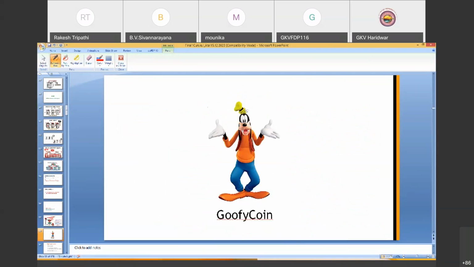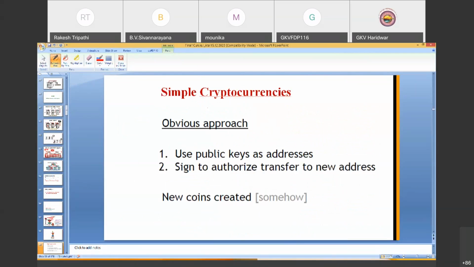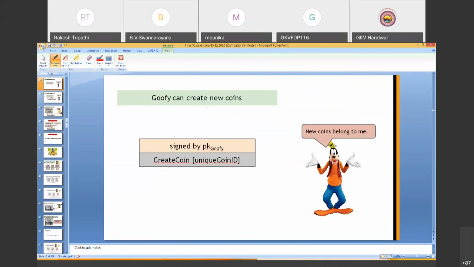Now we'll start with the design of the first cryptocurrency. It's called Goofy coin. So who is Goofy coin? Goofy coin is a person who creates a coin, and the coin which he creates belongs to him. So the simplest cryptocurrency we can think of is like that.